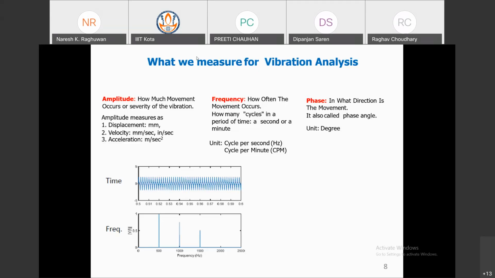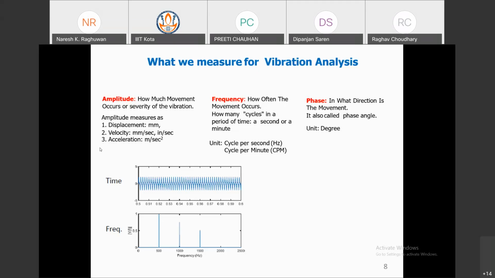And the graphs are shown here. In the time domain, you will see some simulated signals in the picture, but in actual practice these types of beautiful, good looking signals are not there. This is the simulated signal. In the next slides we will see how the actual signals of a vibrating machine look.